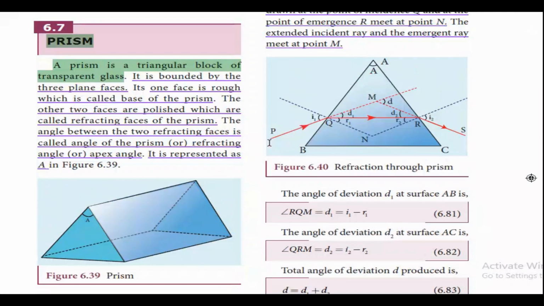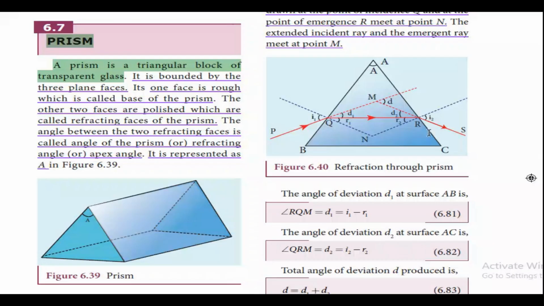So this is the incident ray PQ, and QR is the ray that passes through the prism, and the emergent ray is RS. If this prism is not present, this incident ray PQ would have traveled straight like this. Because of one plane surface here made of glass, it gets refracted like this, and this ray again is refracted by the second surface. So this is the emergent ray.